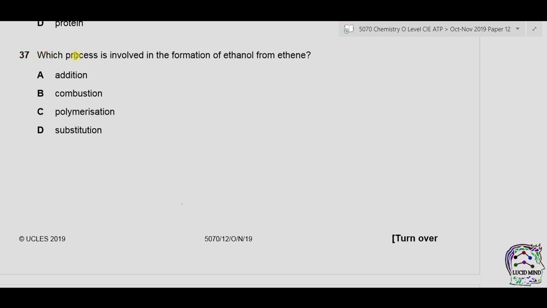So therefore C is the correct answer. Question 37. Which process is involved in the formation of ethanol from ethene? The formula of ethanol is CH3CH2OH, while that of ethene is CH2CH2.